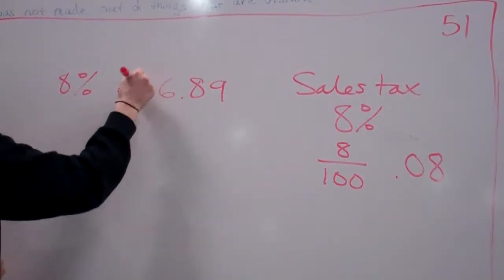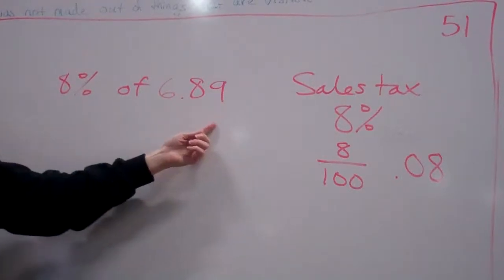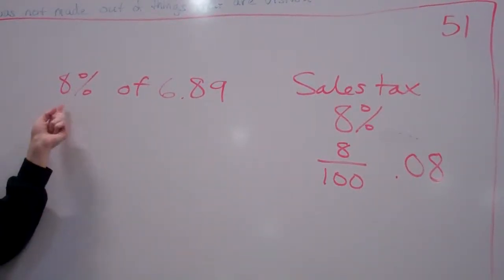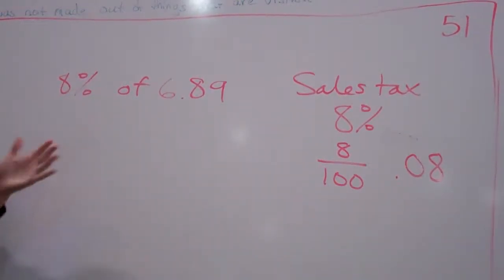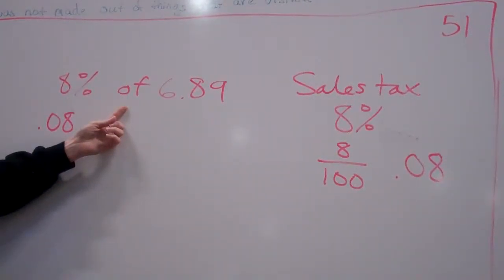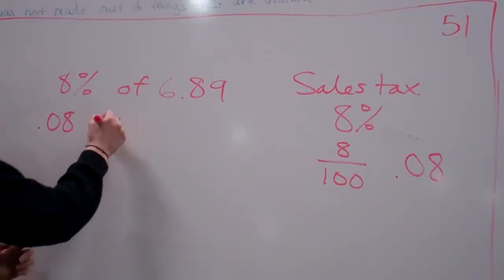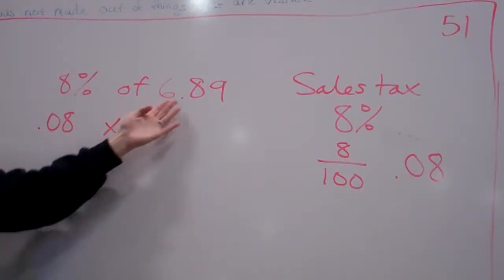So we want to know what 8% of $6.89 is, right? And 8%, remember you can never leave percent as percent in math. You have to convert it. We're going to make it into a decimal number. Everybody remember how to do that? So it would become 0.08, remember? And what does of mean in math? Times. Multiply. So we're doing 8% of that amount.